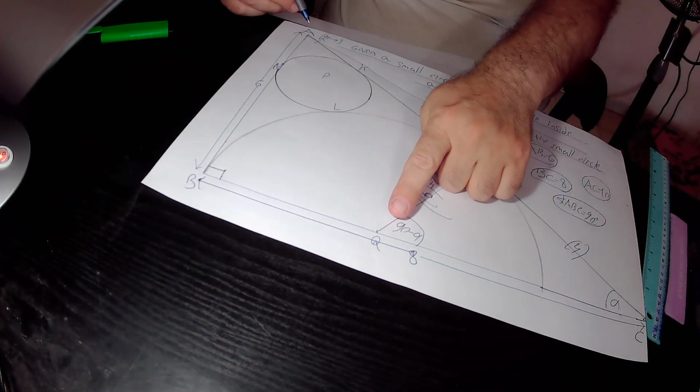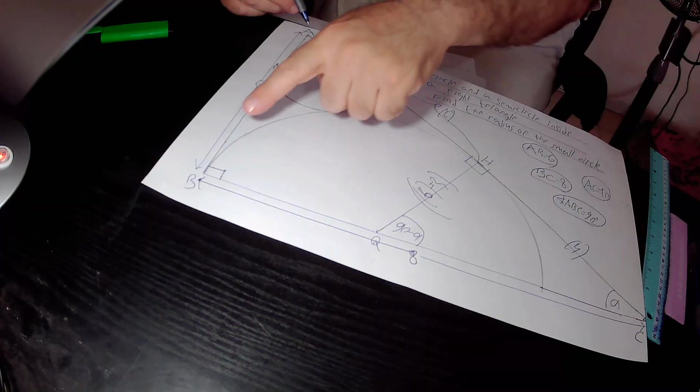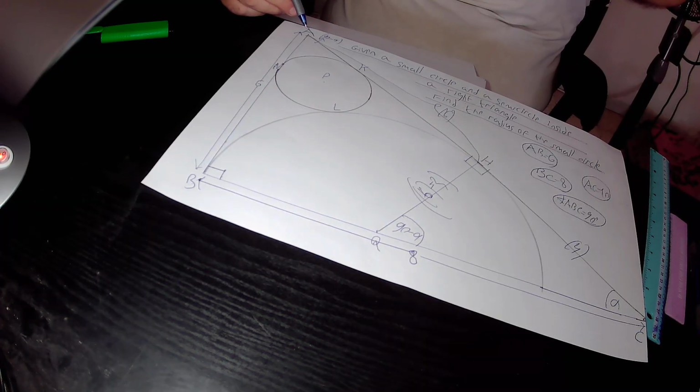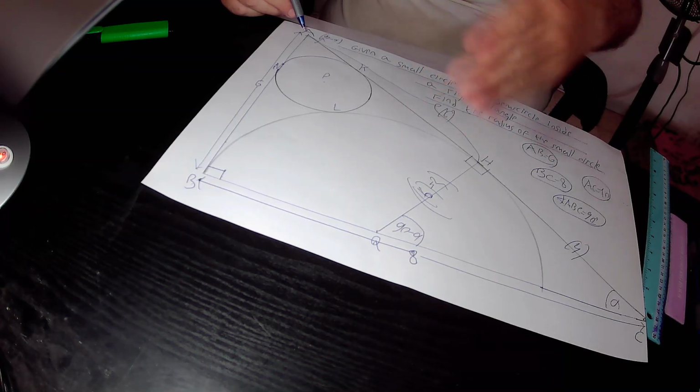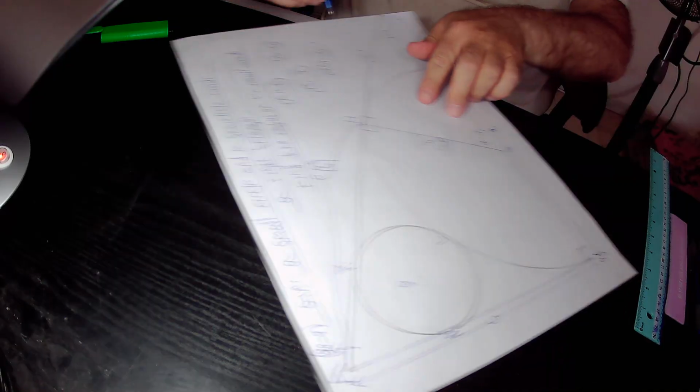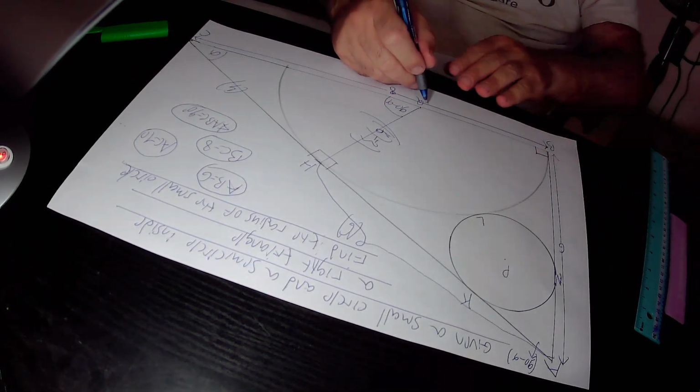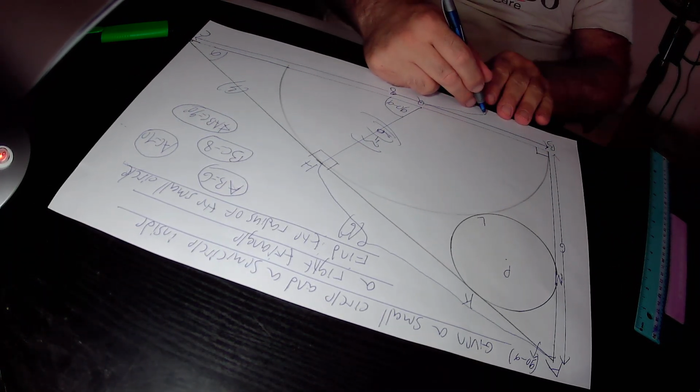Point Q is the center of this big semicircle. Point B is the point on the big semicircle itself. Therefore, QB is the radius of this big semicircle, and the radius of this big semicircle equals 3. So write it down: QB equals 3 units in length.